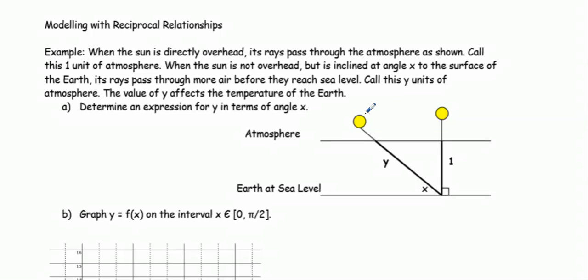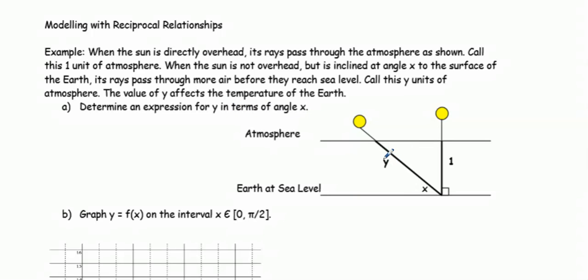If you move, the sun moves. Well, does the sun move? In theory, no, but in this example, it looks like it does. So the rays are coming in at a different angle, and we're going to have then an angle x, which is the angle that the sun's rays make with the surface of the earth. That's x. This distance then is much longer, and we're going to call that y, units of atmosphere. Okay, so it says determine an expression for y in terms of angle x.